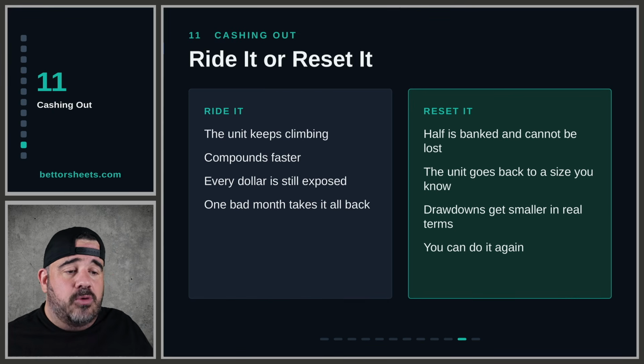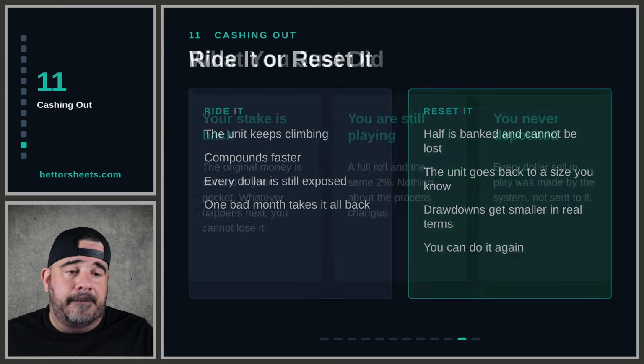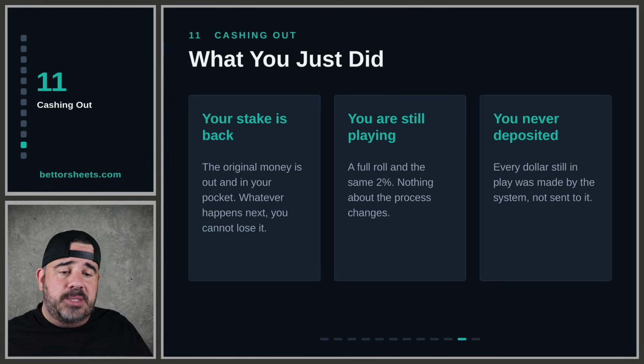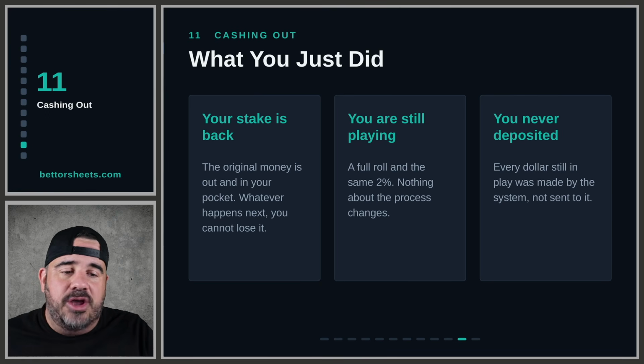Reset it, half the bankroll cannot be lost. The units go back to a size, drawdowns get smaller, real terms, you can do it again. Simple, things like that. What you just did, your stake back, your original money out. If you took the 500, say you start with 500, double it to 1,000, look at this. You take your 500 out, your stake is back, which means you are even. You are not losing money.